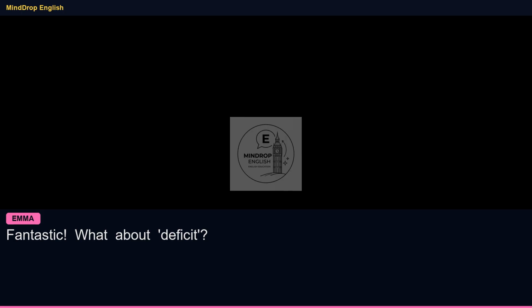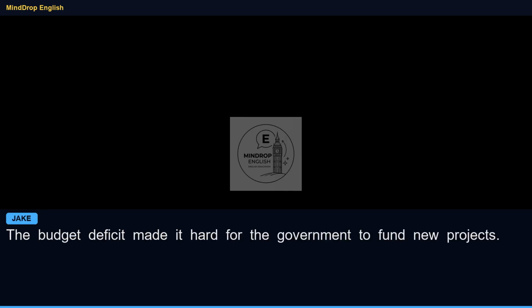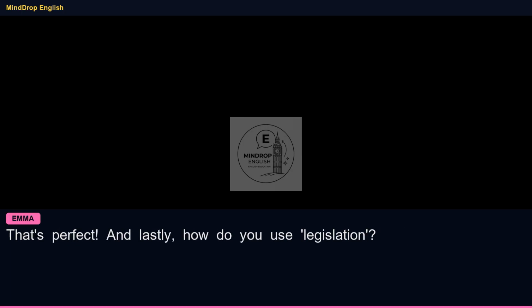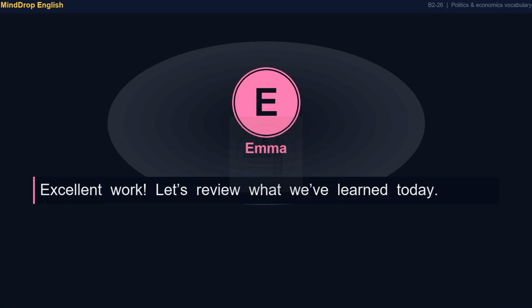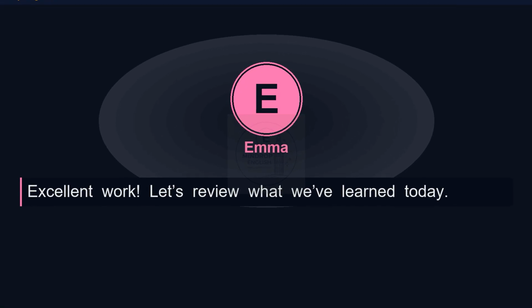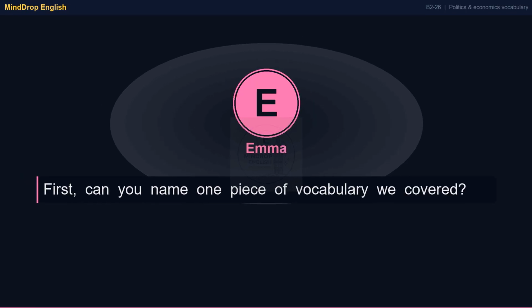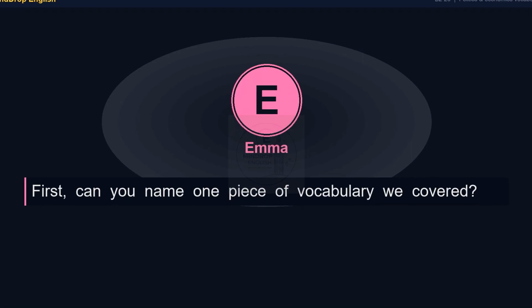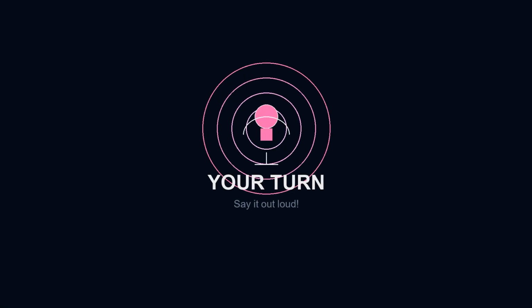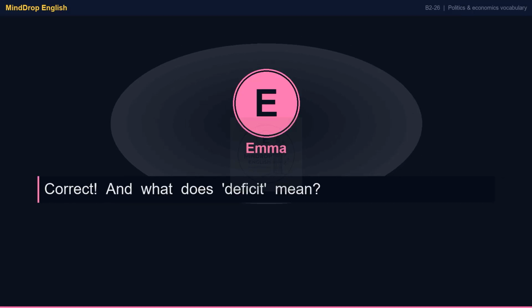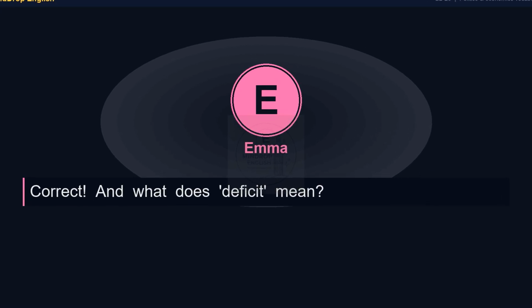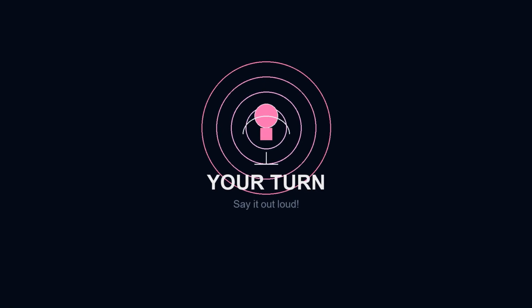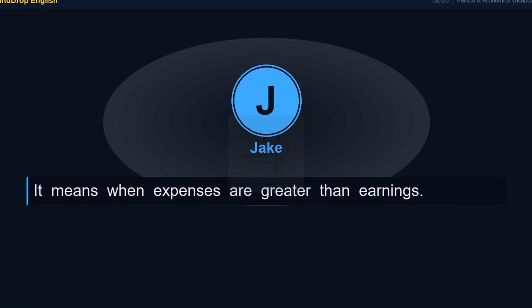Fantastic. What about deficit? The budget deficit made it hard for the government to fund new projects. That's perfect. And lastly, how do you use legislation? The new legislation was necessary to ensure safety in public places. Excellent work. Let's review what we've learned today. Sure. What do we need to review? First, can you name one piece of vocabulary we covered? Yes, policy. Correct. And what does deficit mean? It means when expenses are greater than earnings.